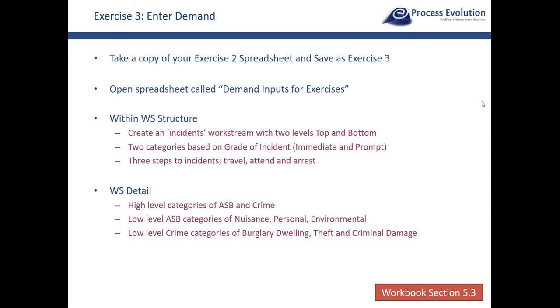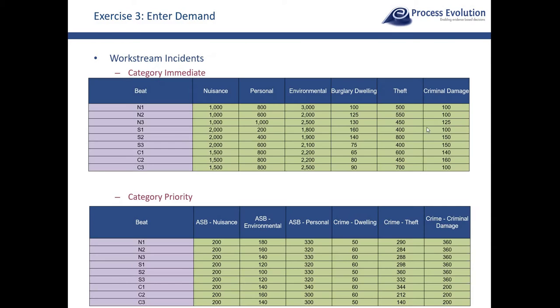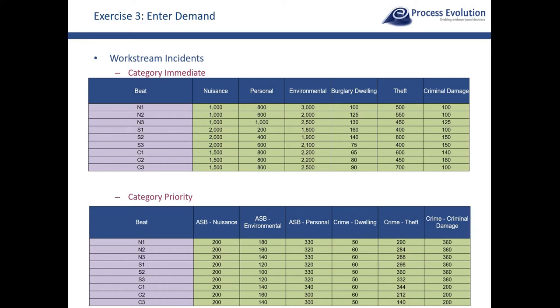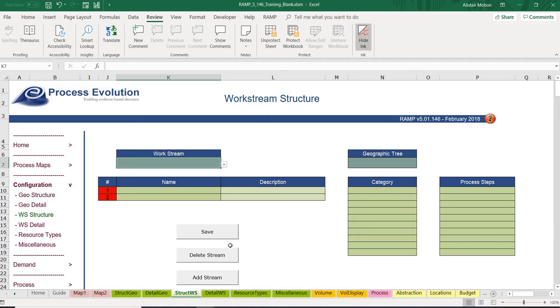Just jumping into the demand sheet. What you should see is, for each of the categories within the spreadsheet demand inputs for exercises, for each beat and each type of category of incident, we will have a demand volume. These need to go into the model, and that's how it is shown within the model here.